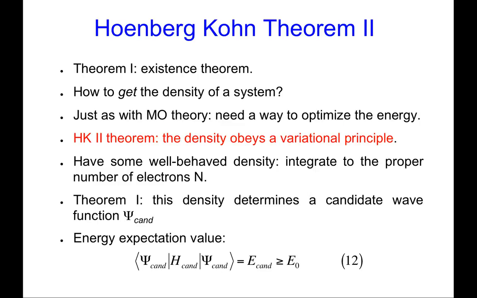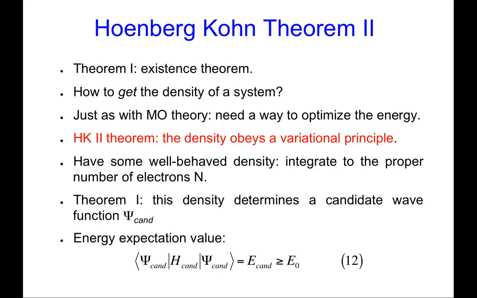Now, the second Hohenberg-Kohn theorem follows from the first. The first is an existence theorem, basically. Or maybe I shouldn't even call it an existence theorem, rather it is a proof of the relationship between the density and the wave function, that there's a one-to-one mapping. What it doesn't tell you is how to get the density that is exact for a system. So how do we go about that?